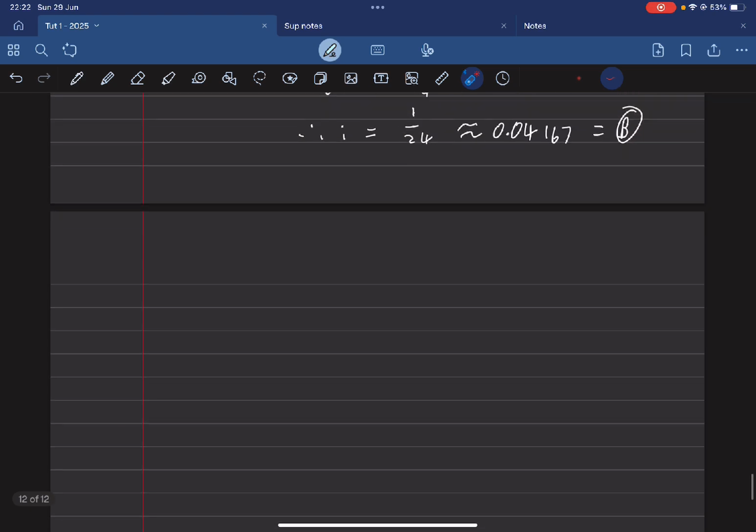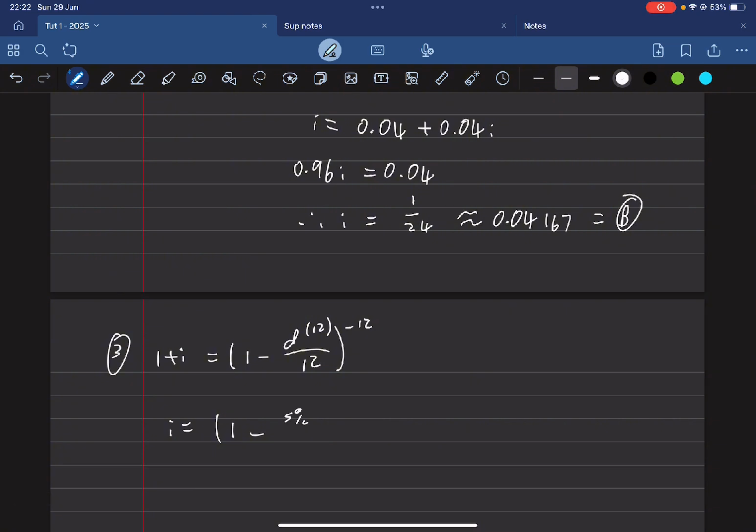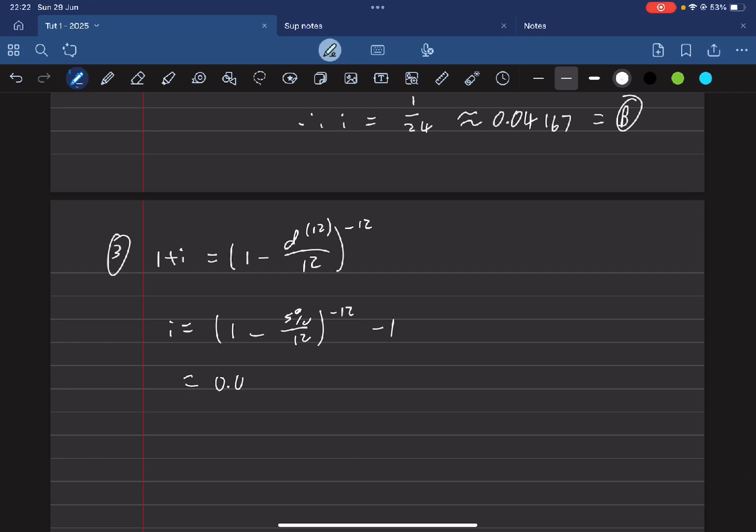Okay, so a good start for this one would be to use this relationship. For period number 3, we're going to use that 1 plus i is equal to 1 minus d12 over 12, to the power of negative 12. So we'll say i is equal to 1 minus, and d12 we said was 5%, so 5% over 12, to the power of negative 12, minus 1, and that'll be 0.0514, and we'll save that in our calculators as C. Now we've got all our interest rates.